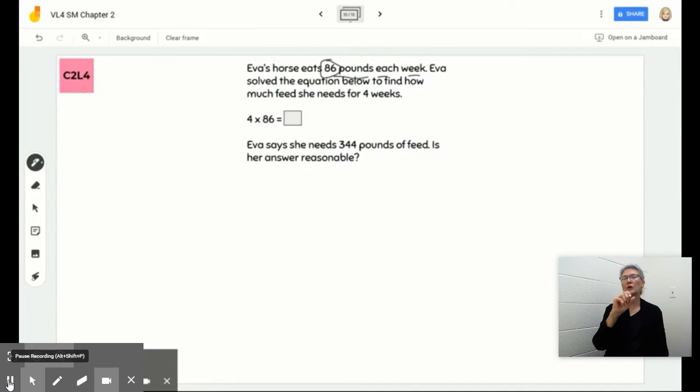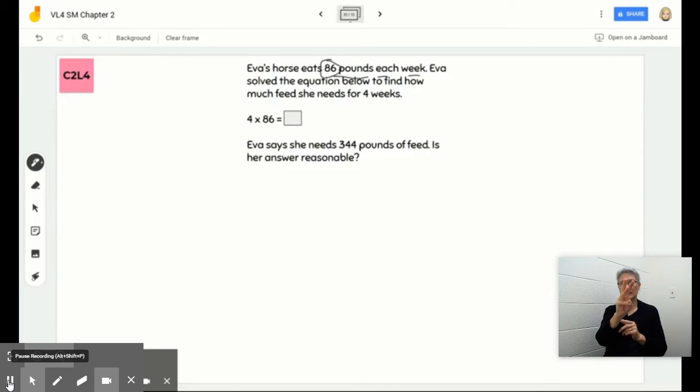Reasonable. Seems like a word maybe I haven't used too much. In this sentence, reasonable would mean, are we pretty close to the answer? Well, let's go ahead and find out. 4 times 86. If I'm going to estimate, we know we need to round. So let's start with 86.